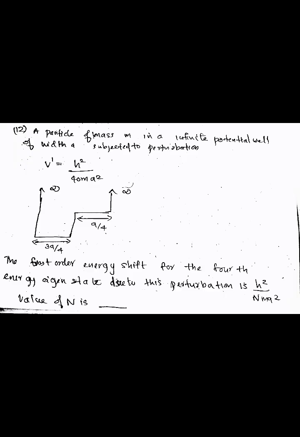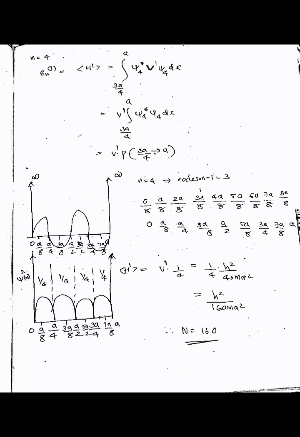The next question is, a particle of mass m in an infinite potential well of width a is subjected to perturbation V dash is equal to h square by 40 m a square. The first order energy shift for the fourth energy eigenstate due to this perturbation is h square by N m a square. Value of N is dash. So here we need to find the first order energy shift for fourth energy eigenstate. Fourth energy eigenstate means here n is equal to 4. First order energy shift means E_n^1.